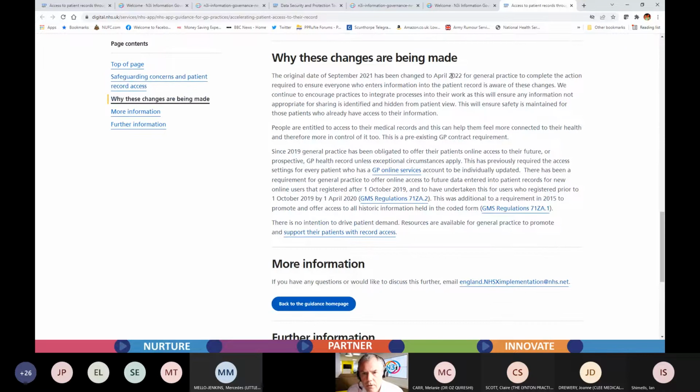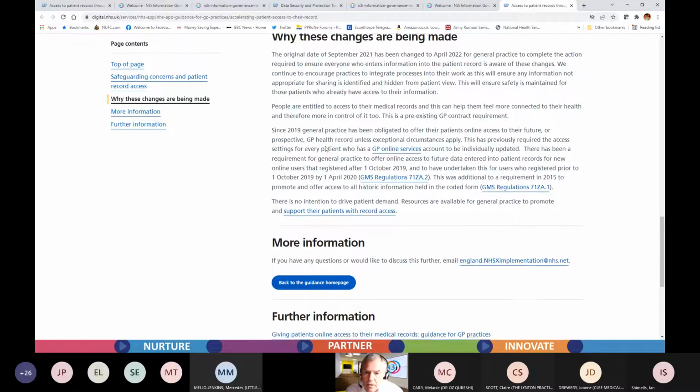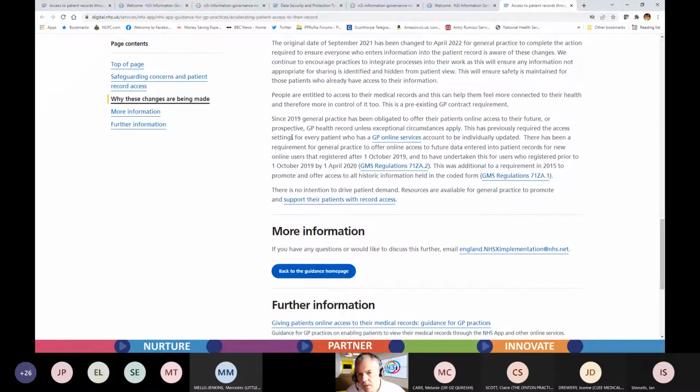Why is the change being made? It says it was originally due for September, changed to April to give us time to do it. Basically, it's an obligation that the NHS have decided they're going to do, and it's in the contract. It's been available for some time for patients to ask for this, and now, rather than waiting for people to ask, they'll essentially switch it on by default. So the default position is that patients will have access to their record.